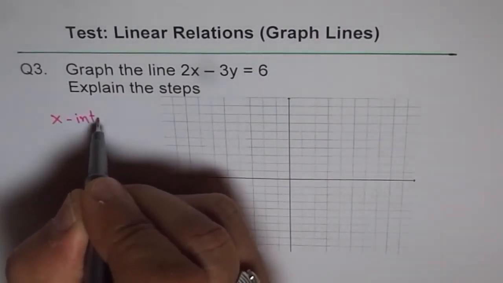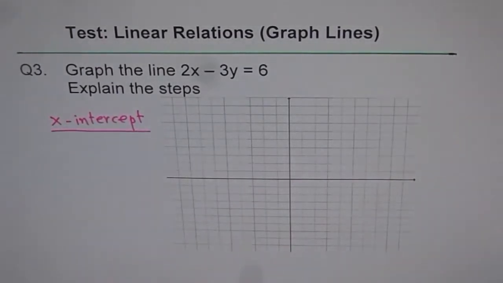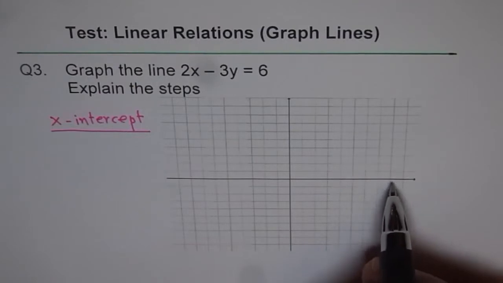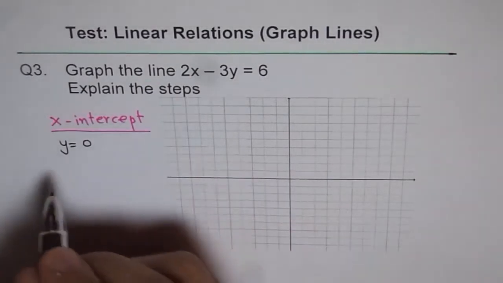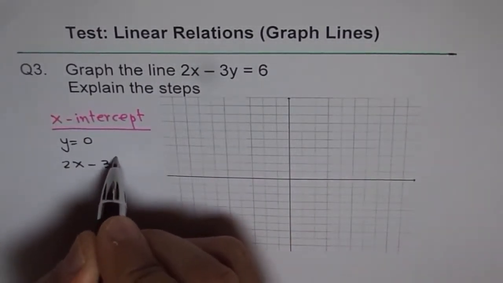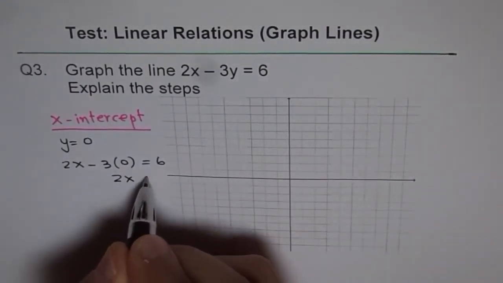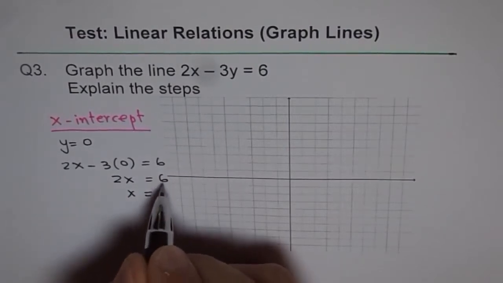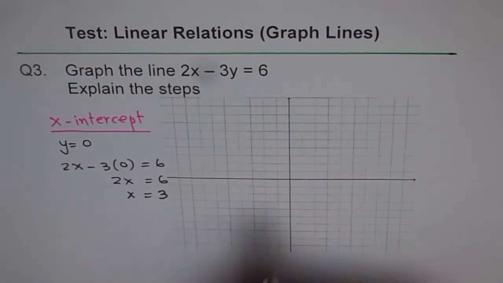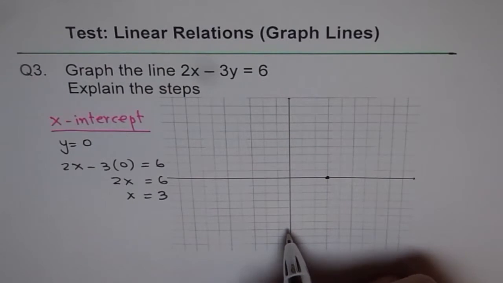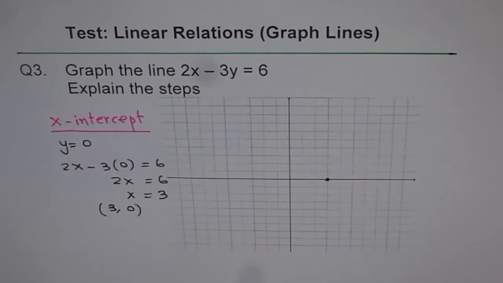First find x-intercept. Now what is x-intercept? X-intercept is a point where the line will cross the x-axis, and at that point the value of y equals 0. So we'll plug in 0 and find the value of x. So we have 2x minus 3 times 0 equals 6. 3 times 0 is 0. So we have 2x equals 6, or x equals 6 divided by 2, which is 3. So we get x-intercept at 3. So 1, 2, 3. So that is the x-intercept. This point basically is (3, 0). Y value has to be 0 at this point.